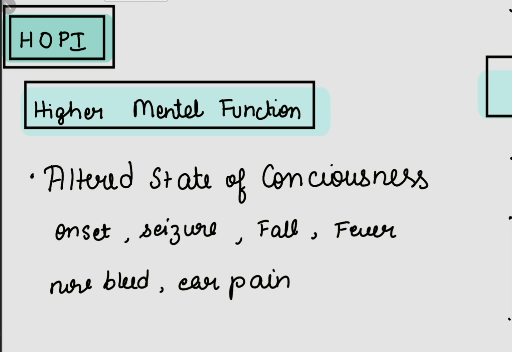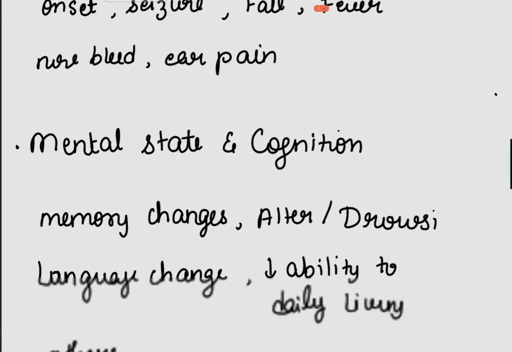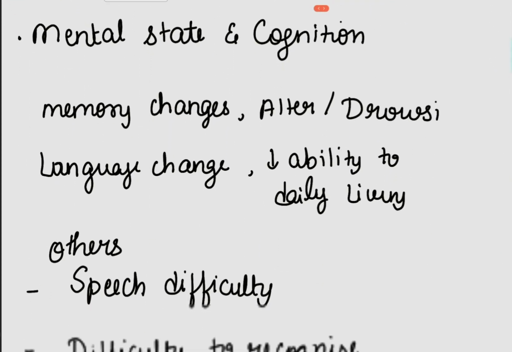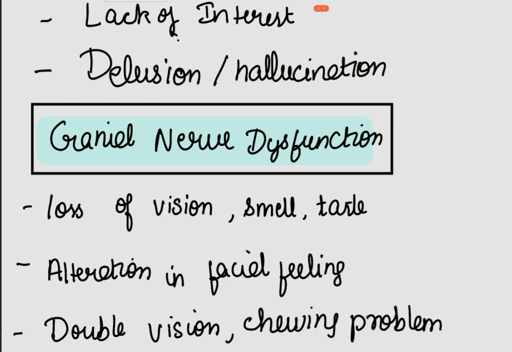In history of presenting illness, we'll focus on this set of questions related to higher mental functions, such as altered state of consciousness, onset, seizure, any fall, fever, nosebleed, ear pain. Then we have mental state and cognition, memory changes, alert or drowsy, language change, decreased ability for daily living. Others such as speech difficulty, difficulty to recognize, inappropriate cry or laughter, lack of interest, delusion or hallucination.